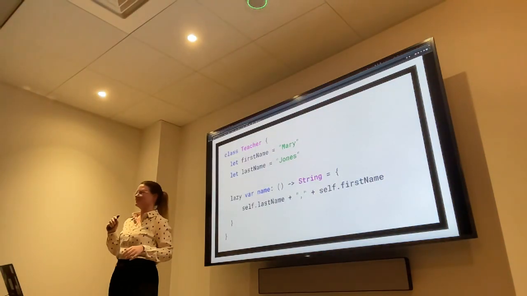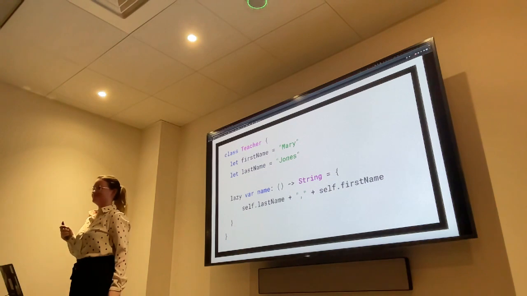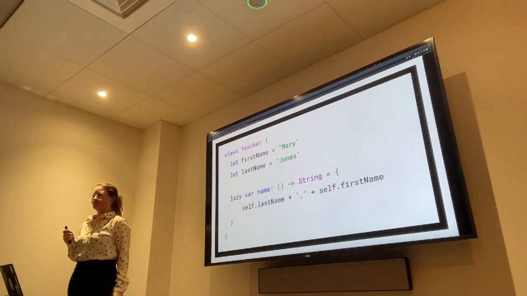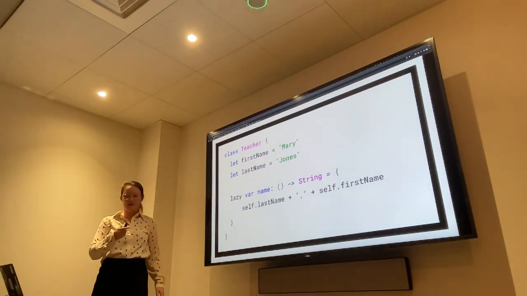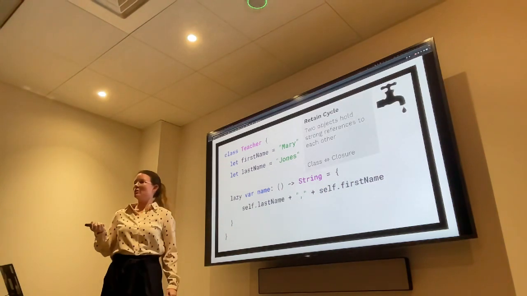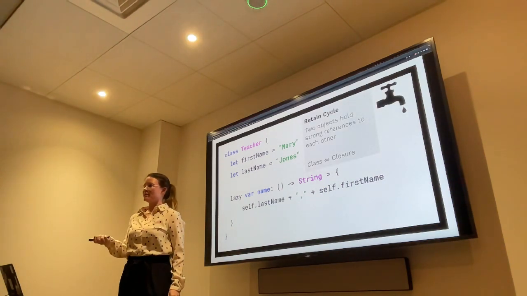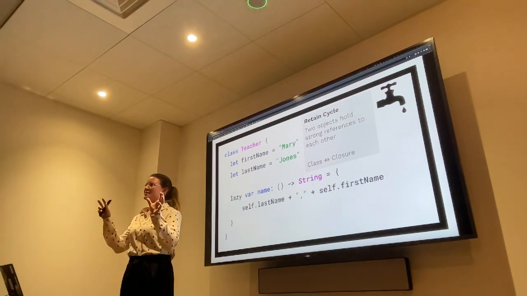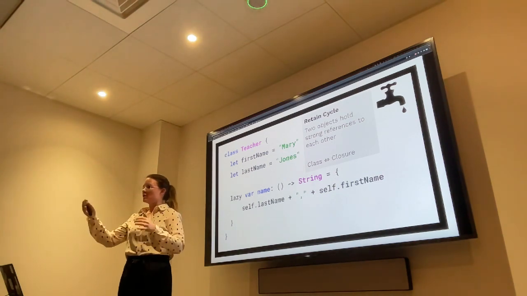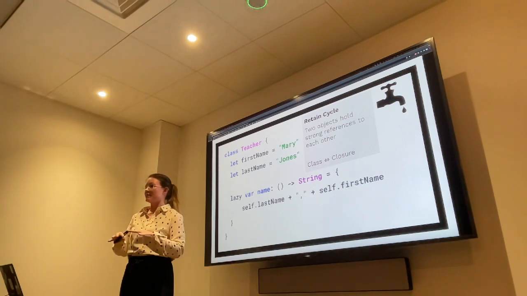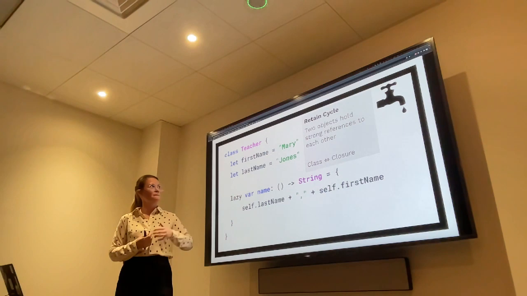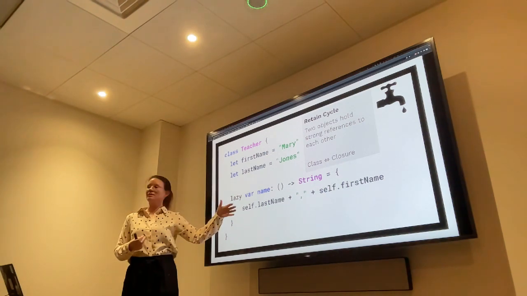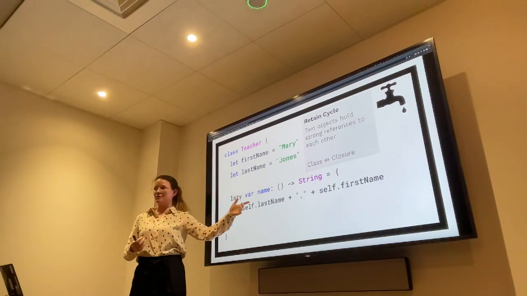Does this code leak? Yes? No? Yes. Okay, this one does leak. We also have a retain cycle, but this time, instead of between two classes, it's between a class and a closure. A closure, at its root, is a reference type, so it can have the same sort of retain cycle problem. We have a teacher class with a strong reference to the closure here, because it's a lazy var.